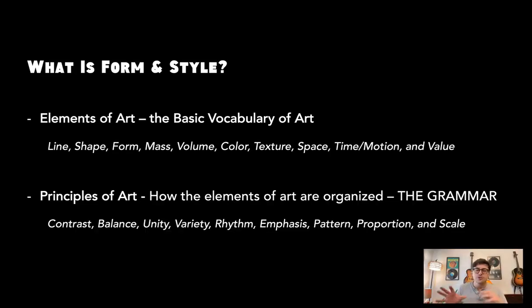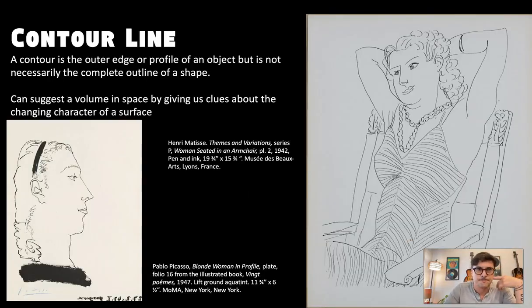This is all new to us, and that's fine if this seems a bit murky, but just keep in mind that the elements are the words and the principles are the grammar, okay? So in order to make a proper sentence make sense, we have to have the words in the right order. As long as we're keeping that in the back of our noodle, we should be good. So let's take a look at some of these to help solidify some of these in our brain. So we have several different types of line.